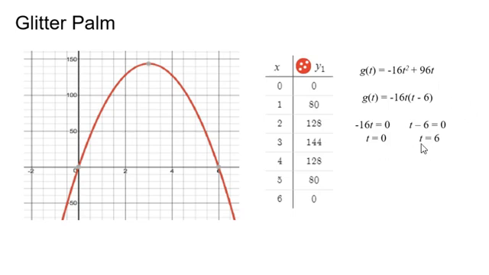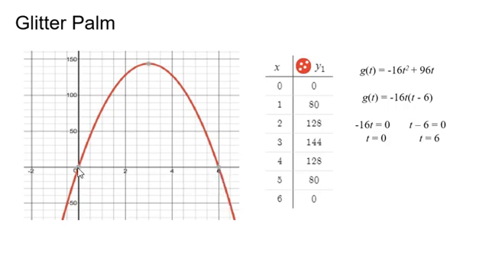And what that tells me is that those are my x-intercepts. So the quadratic starts when x is 0, because t is our x, represented on our x-axis. That's our time. So at the time of 0 and the time of 6, our quadratic will be touching our x-axis.